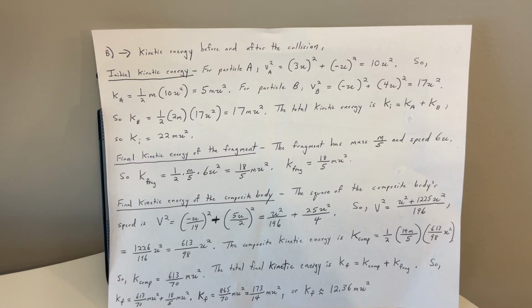All right, so moving on to part B of this momentum and variable mass collision problem. For part B, what they want us to do is determine the kinetic energy before and after. So kinetic energy before and after the collision.